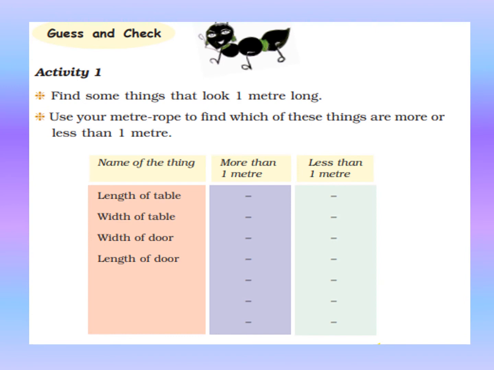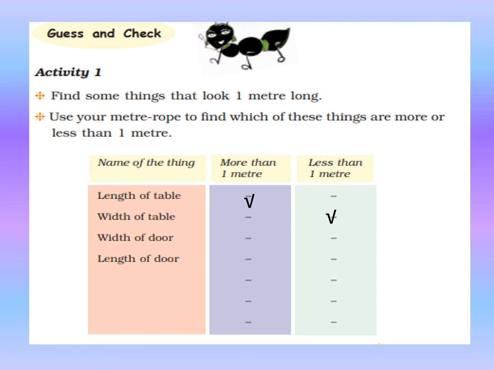Now use this meter rope to find which of these things are more or less than 1 meter. Suppose the length of the table, measure it with your meter rope. I hope it would be more than 1 meter. Now measure the width of the table. It would be less than 1 meter.